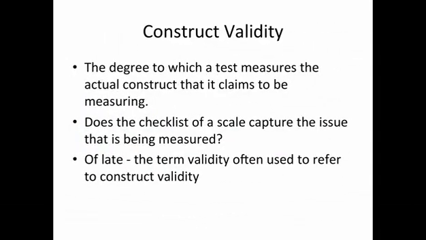The term construct validity refers to the degree to which a test measures the actual construct that it claims to be measuring. For example, does the checklist of a scale capture the issue that is being measured? Of late, the term validity is commonly used as a substitute to mean construct validity.